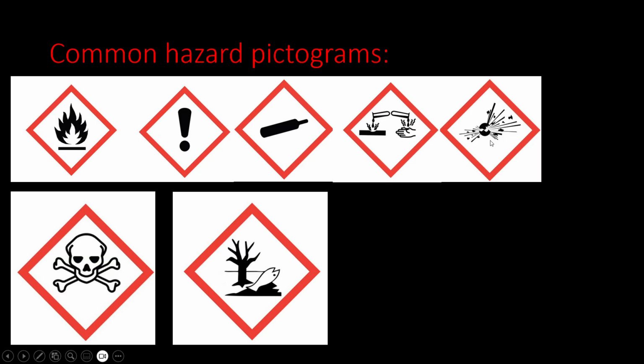Now this is an indication that the particular material is explosive, meaning when you try to open it or mishandle it, there is a possibility that it may explode. That is what this symbol is going to tell you. Now this skull and bones tells that the particular material is a poison. It is toxic to your skin, toxic to your eyes, toxic on ingestion.